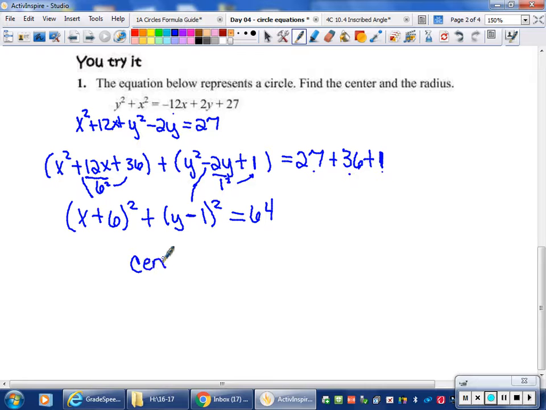And now it's in center-radius form. I can give my center of (negative 6, 1) and my radius of 8. Okay, that's completing the square to get the equation of a circle in standard form.